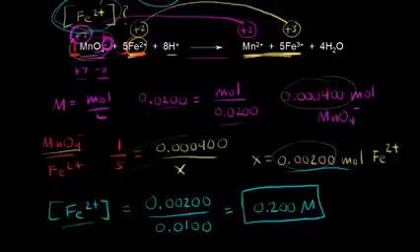So you could have used the MV equals MV equation and modified it because our ratio isn't 1-to-1 here. So that's another way to do it. But I prefer to actually sit down and do these calculations and think about exactly what's happening.